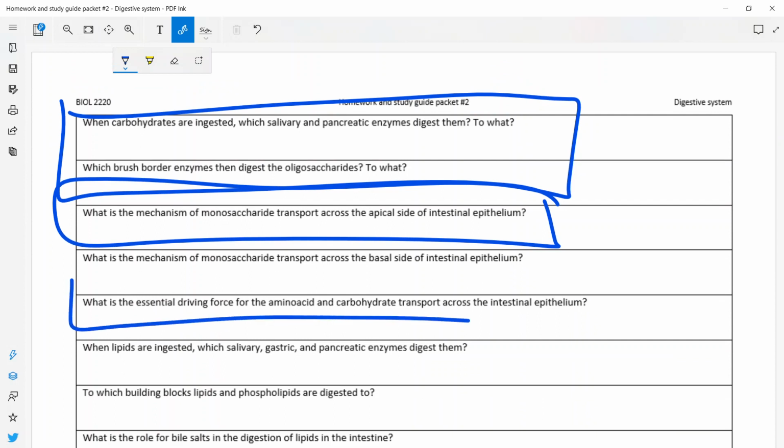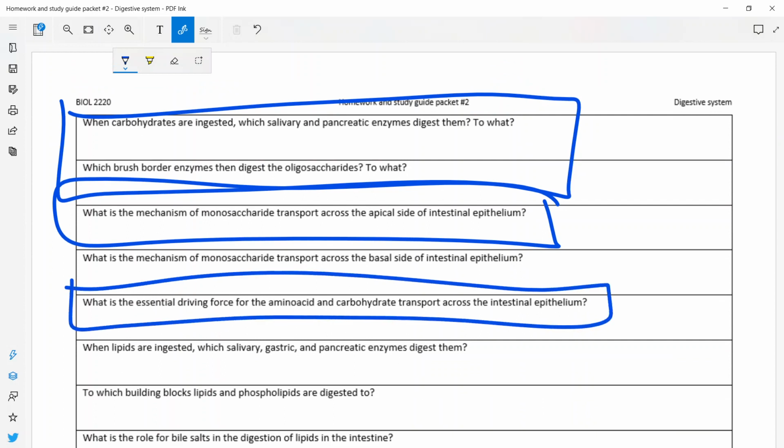The essential driving force is the sodium-potassium pump that creates a sodium gradient across the apical side. The sodium-potassium pump is located at the basal side.